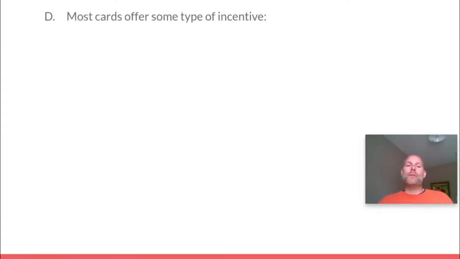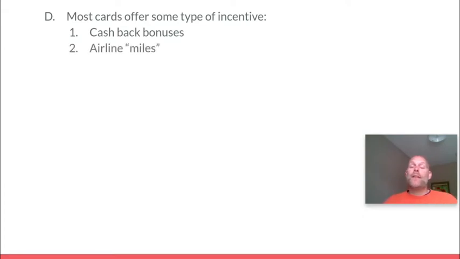So here's a big one. Most cards that are out there today have some type of incentive. A lot of them offer cashback bonuses. That's what I have on my credit card. I just like 1 to 5% of it just comes straight back to me when I choose to take advantage of it. And I just have it go toward my balance, and that's that much less I have to pay off that month. The airline cards offer miles, and they allow you to redeem those for airline tickets. So if you like to travel, you might look at cards like that.